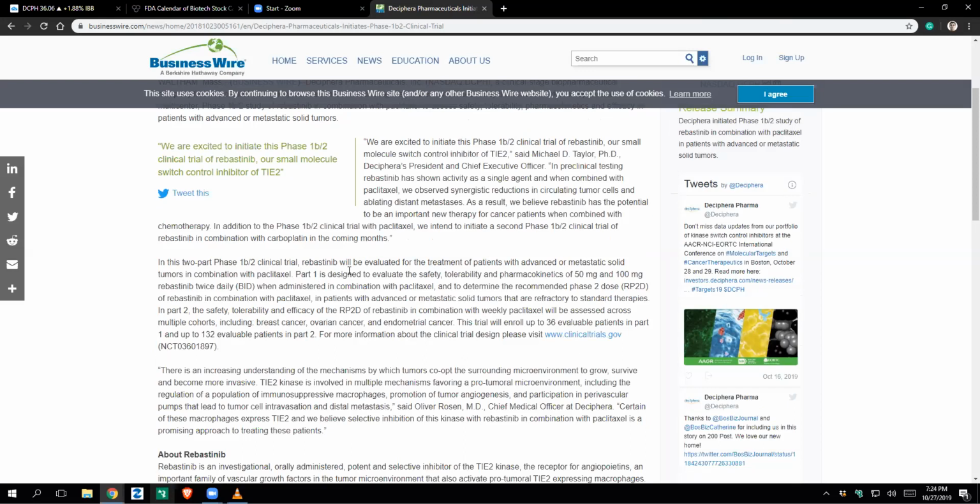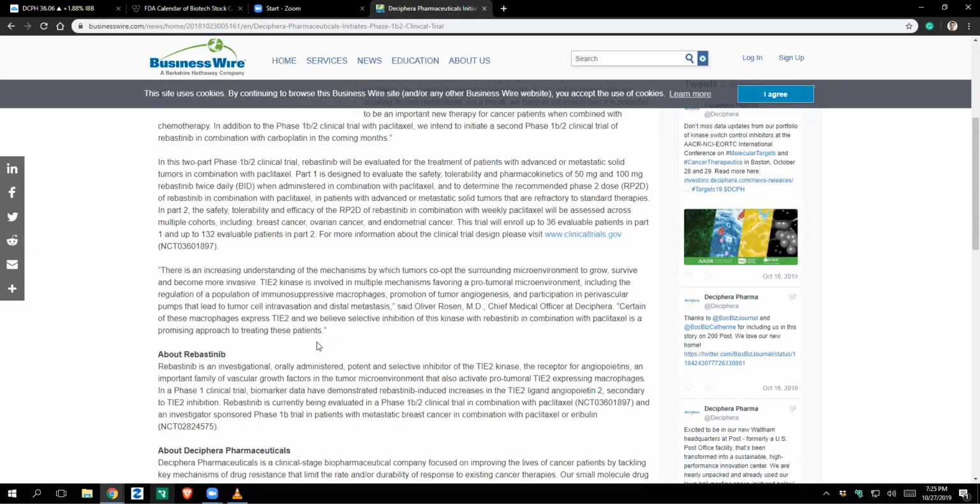And in this phase 1b clinical trial, this is the design, they're going to be testing this. In phase 1, they're going to find first the recommended dose, and then in phase 2, they're going to be testing it in multiple tumors: breast cancer, ovarian cancer, endometrial cancers. They are going to enroll 36 patients in part 1, 132 in part 2.